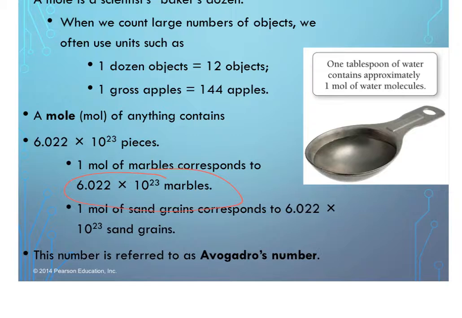To give you an idea, a mole of water molecules, so 6.02 times 10 to the 23rd water molecules, is about 1 tablespoon of water. And just to remind you, this number is referred to as Avogadro's number.